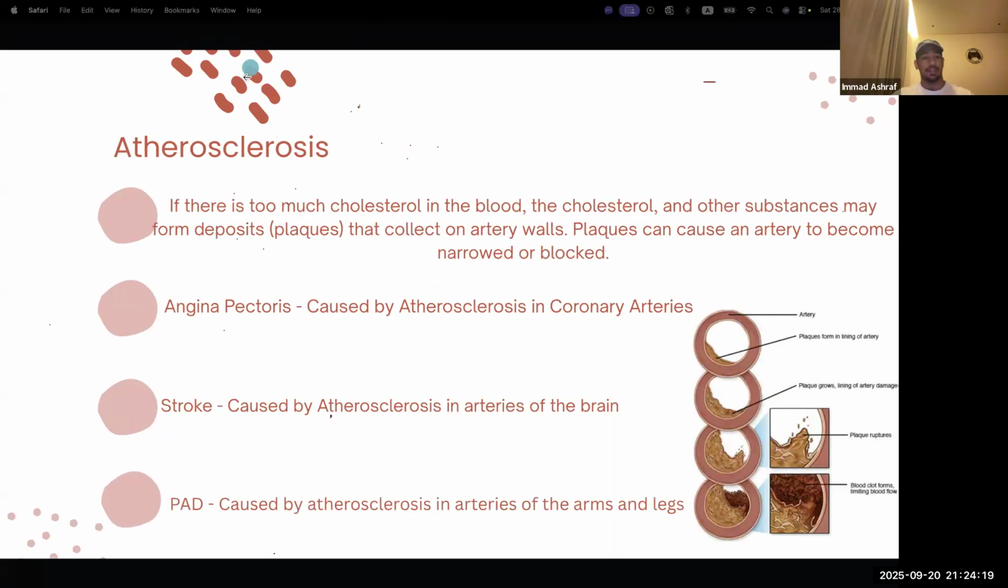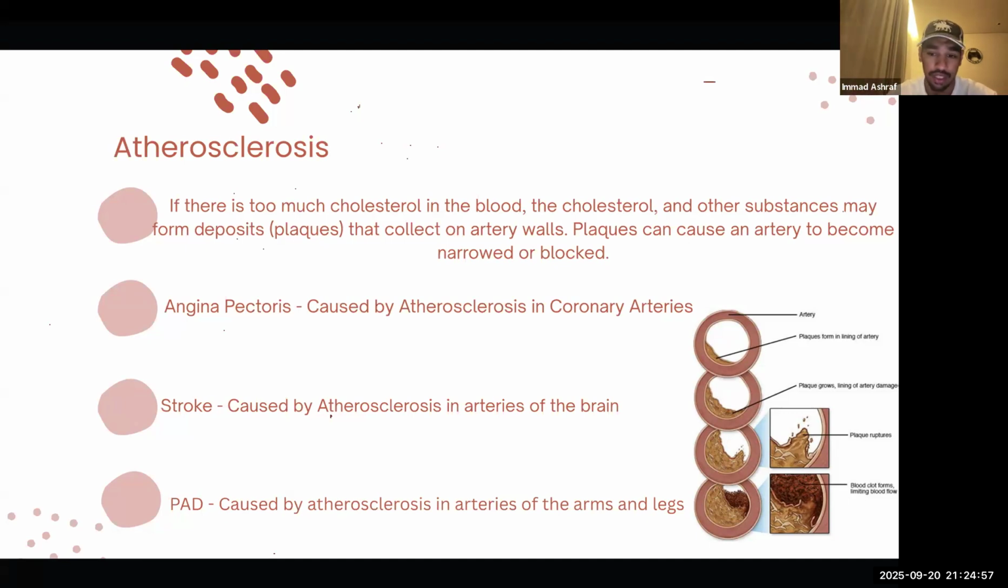Let's talk about atherosclerosis. So atherosclerosis. If there's too much cholesterol in the blood, the cholesterol and other substances form deposits, which is why people always say you shouldn't eat food that increases your cholesterol. It's not only cholesterol, there's a bunch of other things. There's LDLs and oxidized LDLs. It's all stuff you learn this year in biochemistry. But for now, just know that the cholesterol and other things form plaques. And these plaques collect on the walls of the arteries.